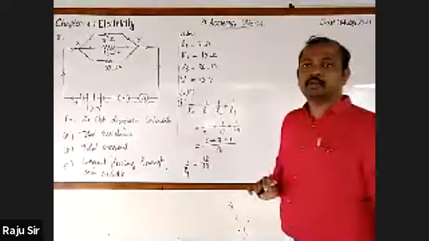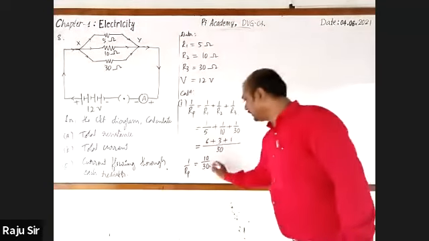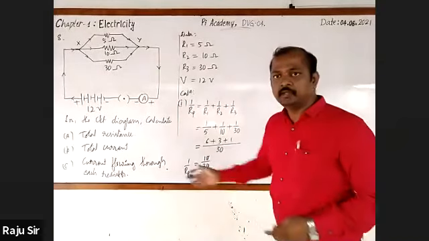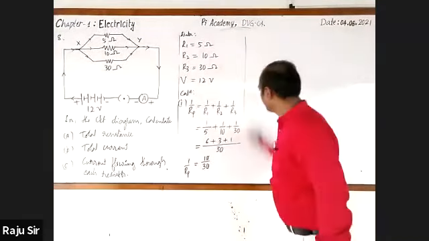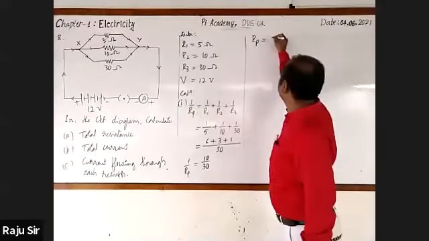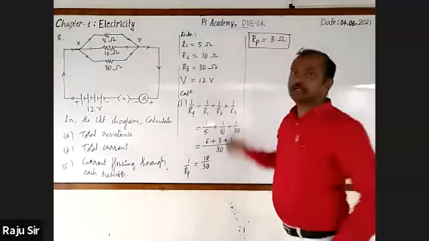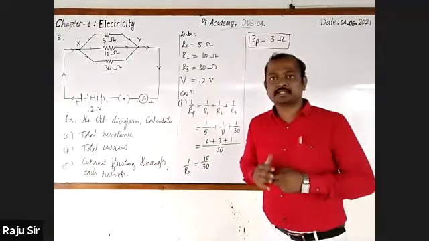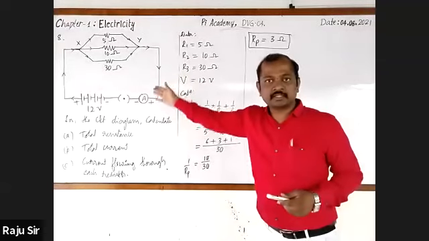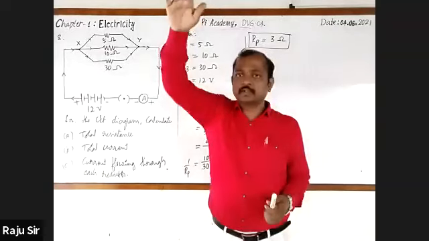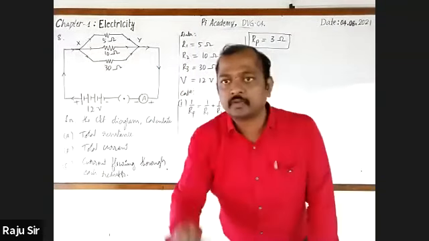1 by RP is equal to 10 by 30. 0 will cancel. It is 1 by 3. Take the reciprocal of this. RP is equal to 3 ohm. This is the total effective resistance. As the resistors are connected in parallel, obviously the resistance should decrease.